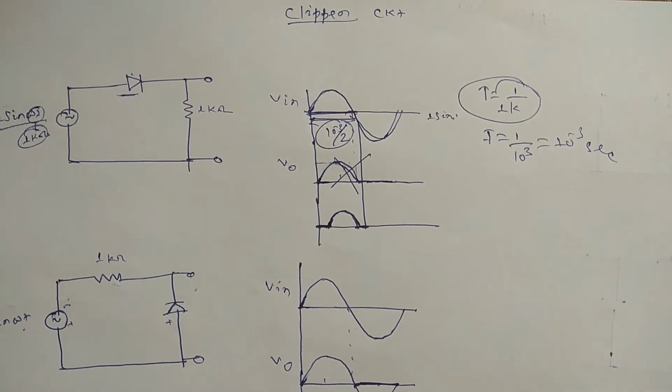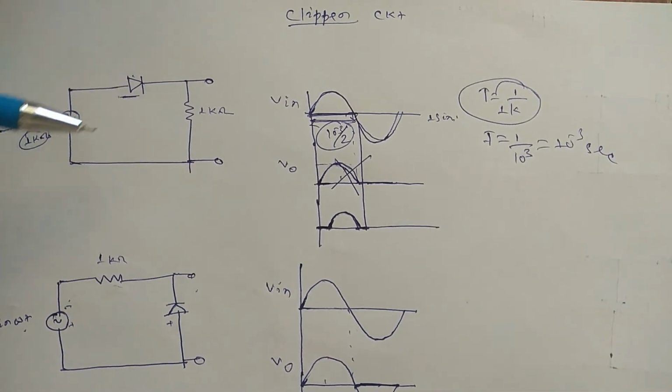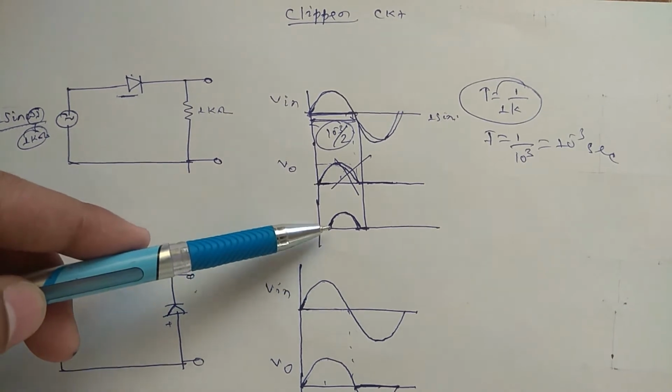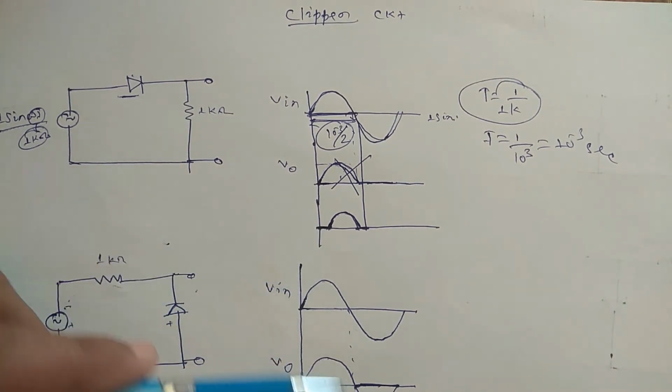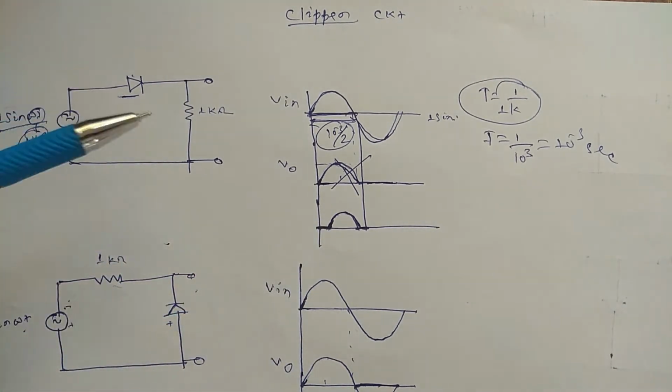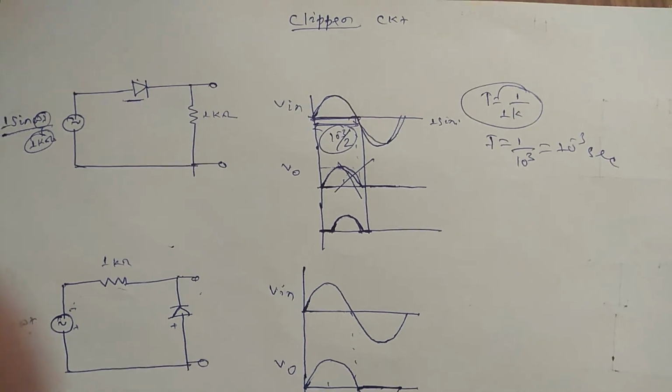Moreover, if I just reverse this diode, then all this will be a negative clipper. Now this is your positive clipper, which is clipping your negative side, means the positive side is available. Now you just reverse it, and the positive side will be clipped. That we will also see in the circuit.